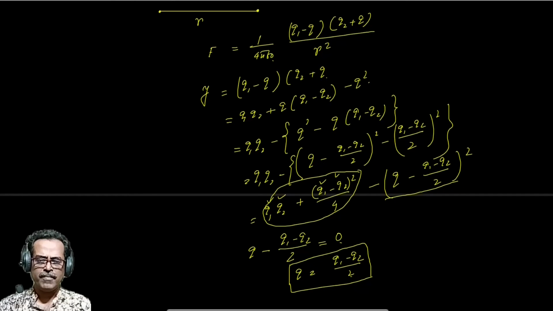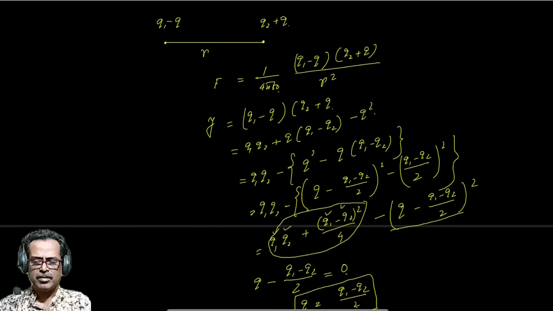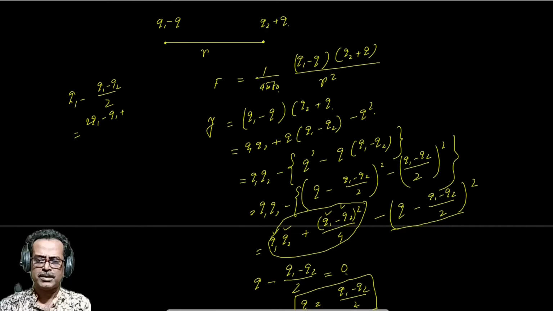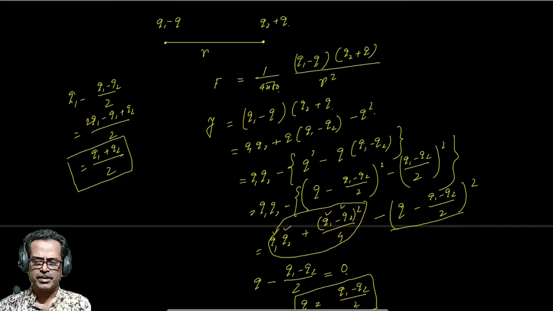Now what will be the charge after transfer? In the first one, the charge will be q1 minus (q1 minus q2) by 2, that is equal to (2q1 minus q1 plus q2) by 2, that is (q1 plus q2) by 2, and the same for the other. This is a very interesting result, which is equal to the previous problem. So if we transfer charge from one point to another, the maximum force will be when they are equal.